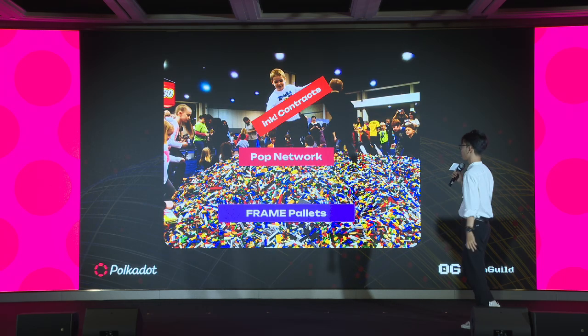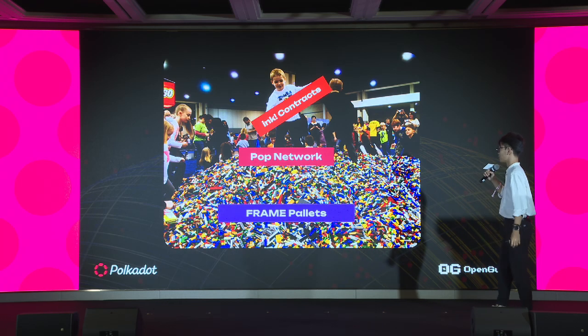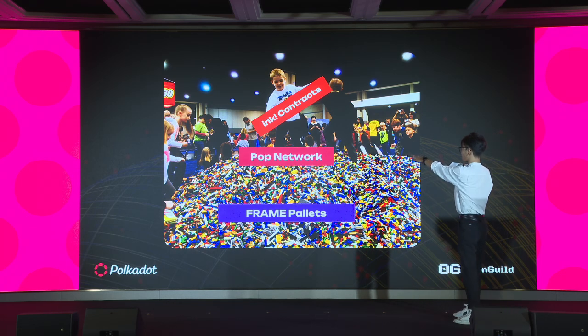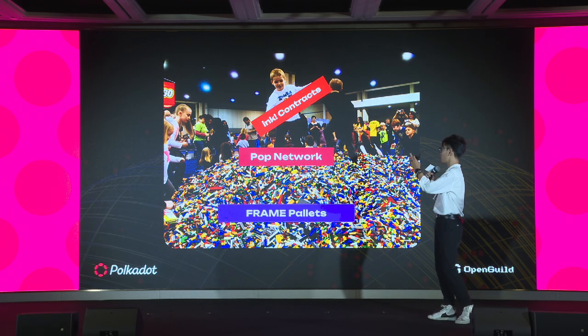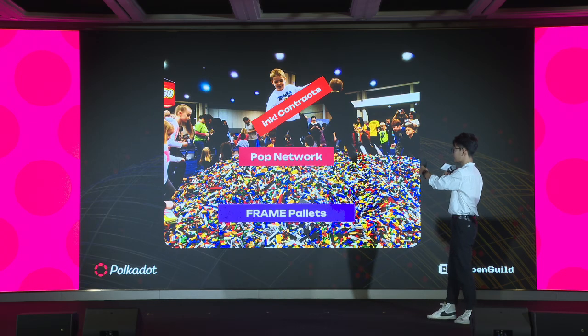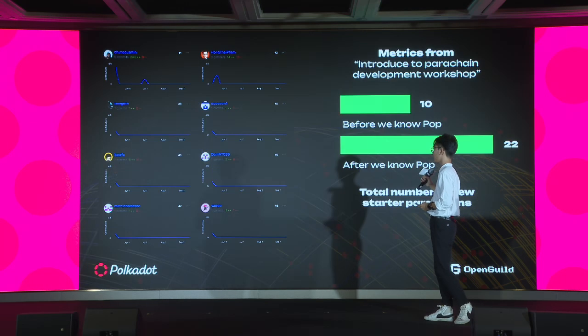And here is also a visualization which is quite interesting. Here you have the POP network, and the below Lego block is the FRAME pallet, and the above one, the kit here, is the ink! contract, which can access the POP network, so they can access all the functionality of the FRAME pallets.